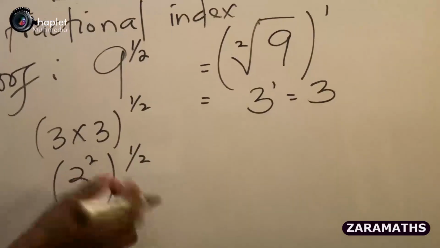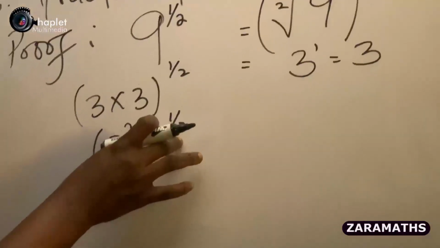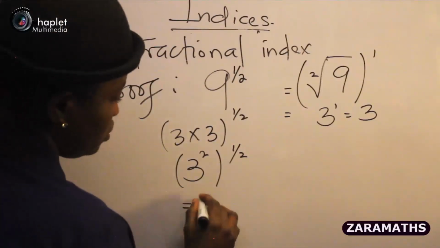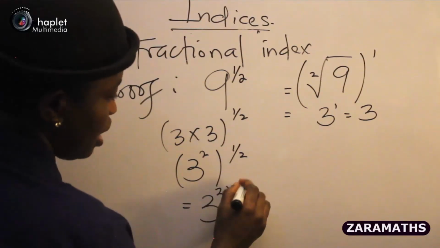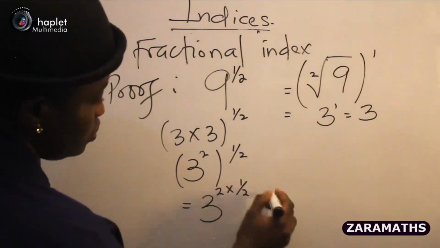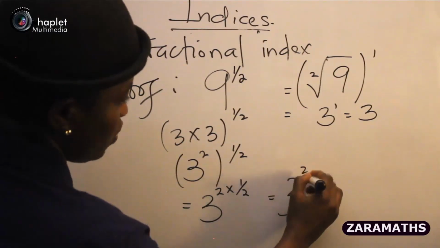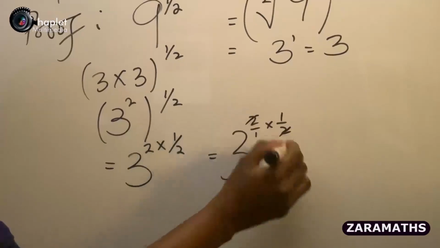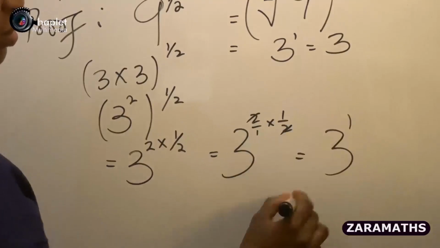All raised to the power of half. So in this case, we are going to apply the bracket index to give us 3 raised to the power of 2 times half. So this is the same as 3 raised to 2 over 1 times 1 over 2. So we cancel 2 to give us 3 raised to the power 1.